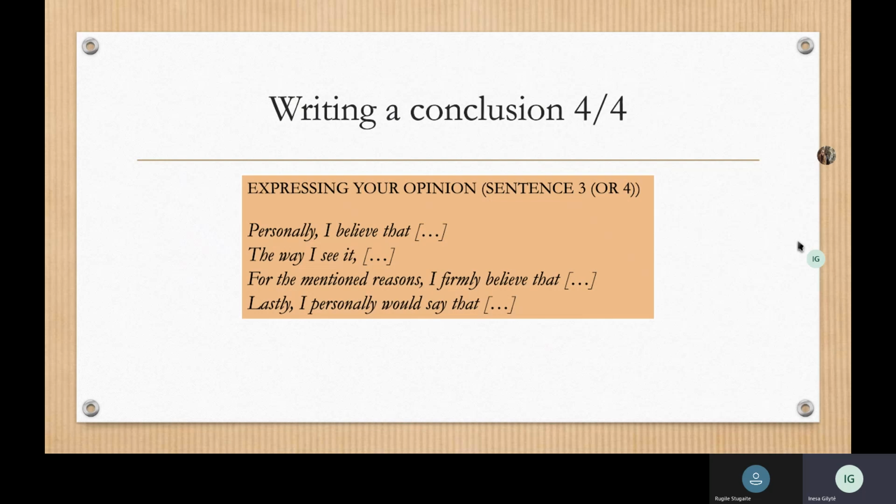So in this case, of course, you use the pronoun I, just expressing your opinion in the last sentence to show that you understand the scheme, the structure of the for and against essay, and then you choose one of the positions, one of the views that you have before stated in the main part of your essay.